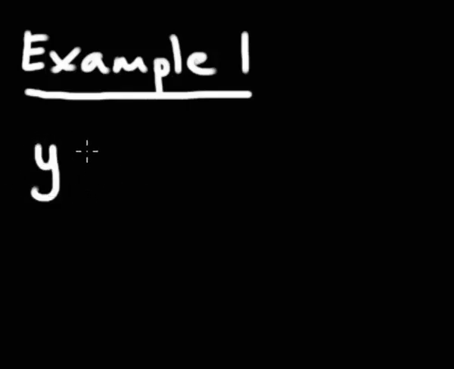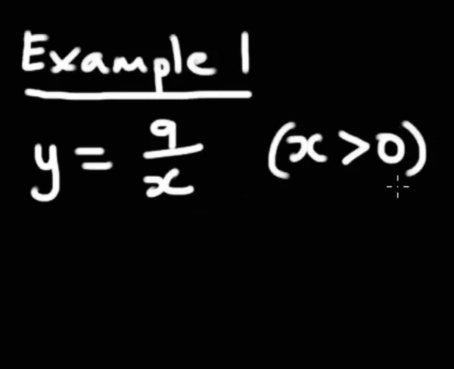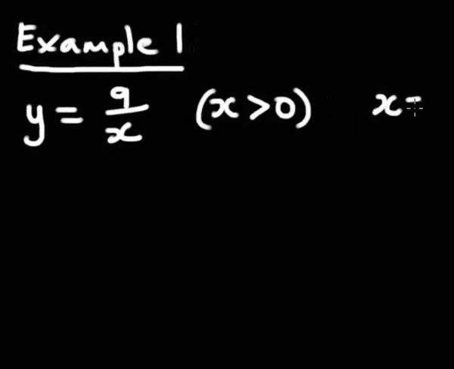Now suppose I gave you a hyperbola from grade 10 days, and I said to you, sketch this graph, but remember we're going to choose positive values of x. We're going to just select positive values of x, and I want you to find the equation of the tangent at x equals 1. Okay, well let's draw this graph and see what we get.